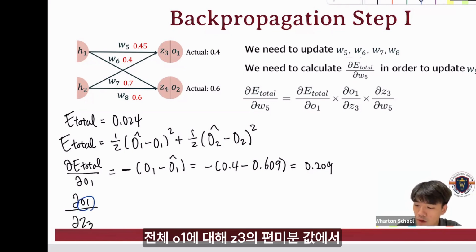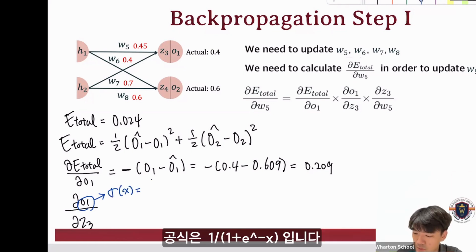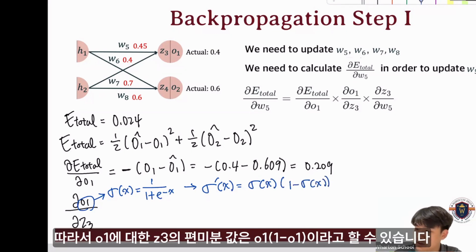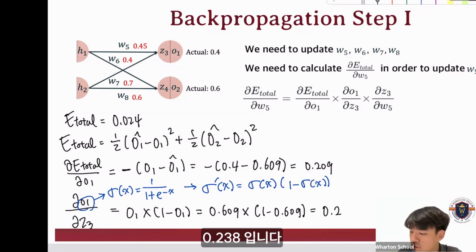Now we calculate the partial derivative of O1 with respect to Z3. Now remember, O1 was the sigmoid function, which was our activation function. Sigmoid function, remember the formula was 1 over 1 plus e to the negative x. Now the derivative of the sigmoid function is the sigmoid function itself multiplied by 1 minus the sigmoid function. So for this, we can just say that the partial derivative of O1 with respect to Z3 is O1 multiplied by 1 minus O1, which is 0.609 multiplied by 1 minus 0.609, which is 0.238.